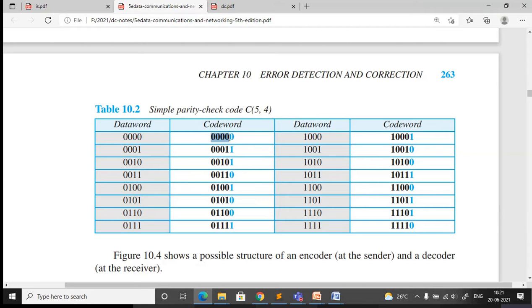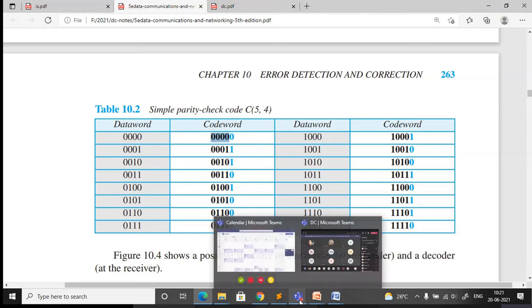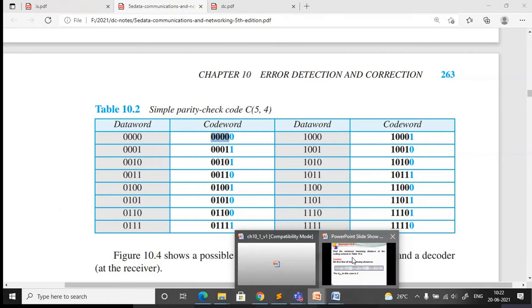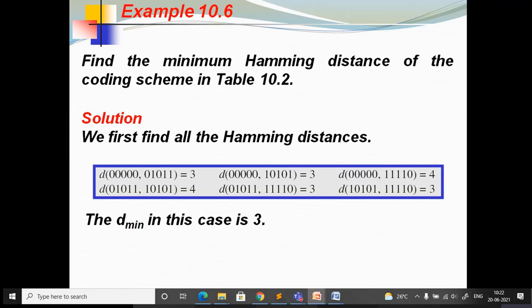Once it is received at the receiver side, you are going to check whether there is any error in the code word or not. For that, first you need to identify the distance between the two code words. What is the meaning of two code words here? Consider this is sent and this is received. In that case, what is the Hamming distance? It is 3. Here it is 3, here it is 4, here also it is 4, 3, 3. Among all these possible Hamming distances, the minimum is called the minimum Hamming distance. Is it clear? What is d min here? It is 3.